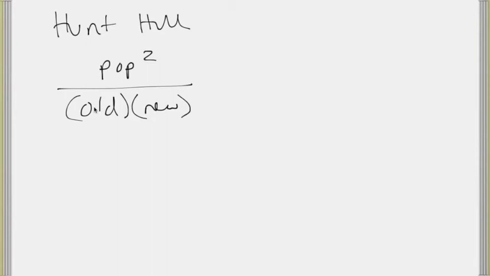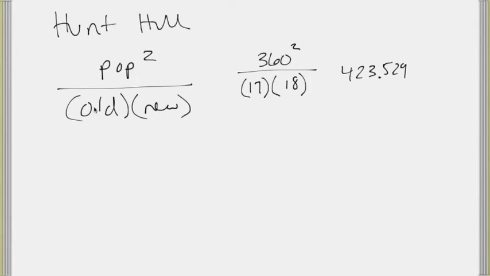So to find a Huntington Hill number, you want to take the population. So like, let's say we're doing the high school, 360, square it. Old representation, let's say was 17, and let's say new representation would be 18. It only goes up by 1. You only ever want to give one more person at a time. So our Huntington Hill number here would be 360 squared, and then divide by 17 and 18 gives 423.529.